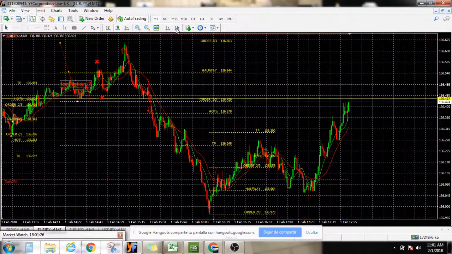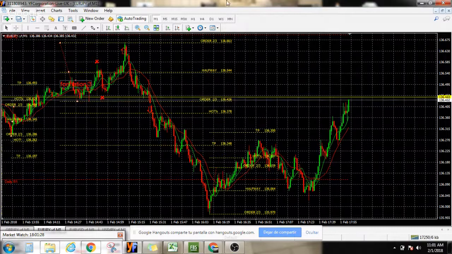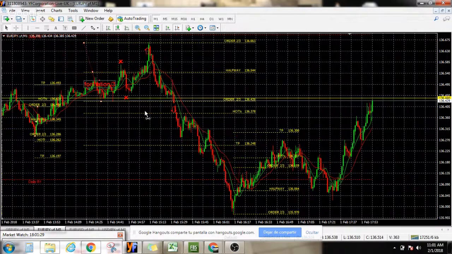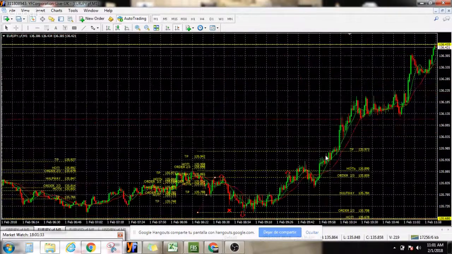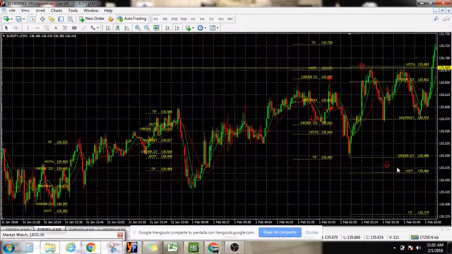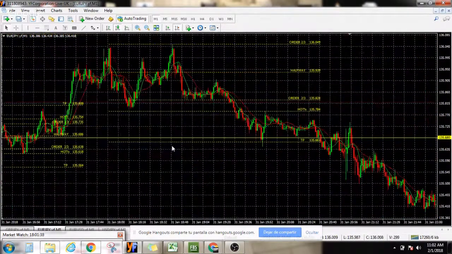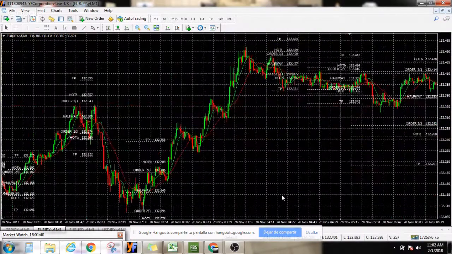Okay, now check this out. Most of the times, now I'm not going to explain to you guys the system that I use. That's not even important right now. What I'm going to explain to you is how you guys can proceed with the cup and handle formation. So, what is the cup and handle formation?